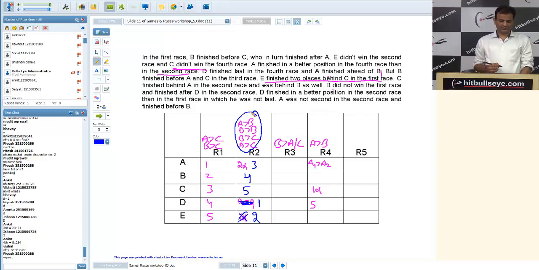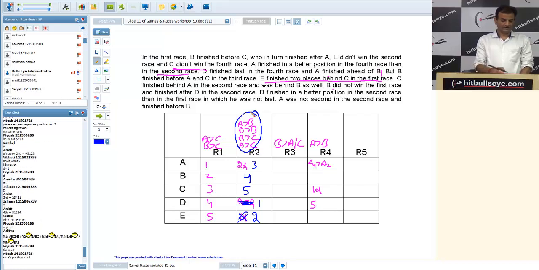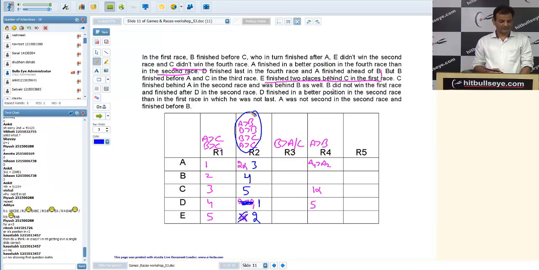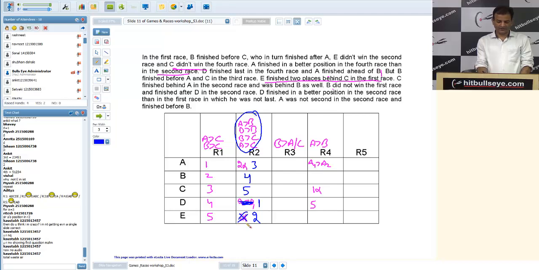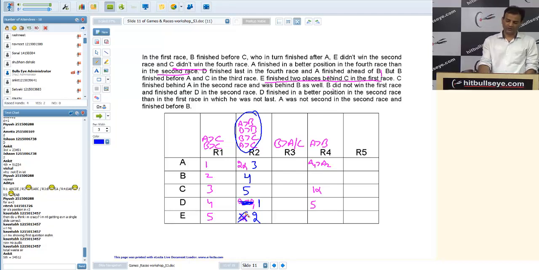Vishal, why not E in the first? Because it is given, just go through the directions, Vishal. It is given that in race 2 E cannot be 1. So that's why D has to be 1 and E has to be 2. Now you can go to race 4.